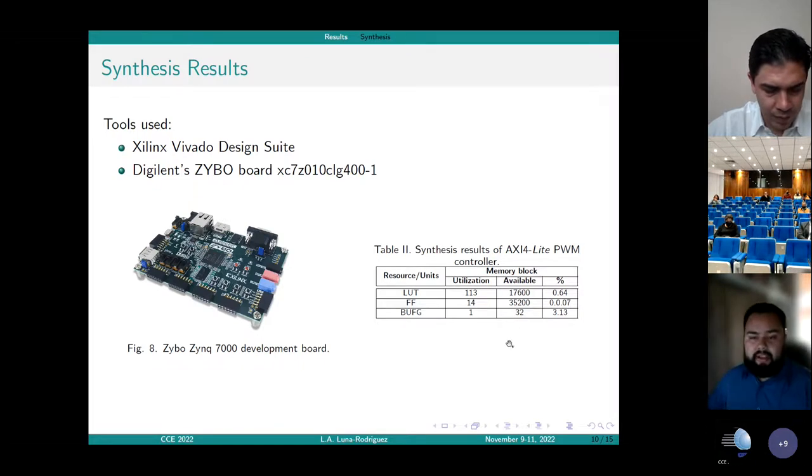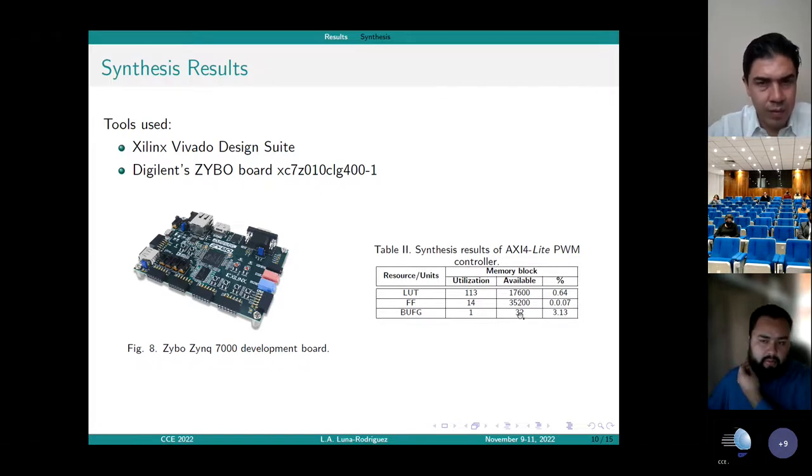So in this case, we show the utilization, which shows a low system occupation. This is for the low complexity of the AXI Lite and the PWM controller.